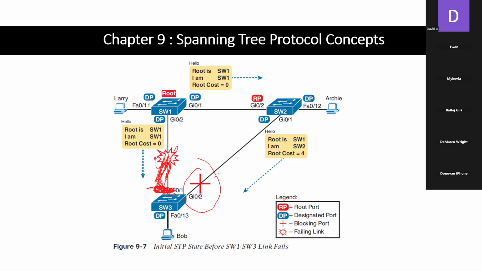Now that we're in a broken state in regards to switch 3, let me say it the right way. Now that switch 3 is in a broken state where it cannot reach its root bridge, it's going to go ahead and receive those hellos from switch 2, forwarded from switch 1. Switch 1 still has a lower bridge ID than switch 3. Then, boom, switch 3 is going to say, hey, gigabit 0/2, you are my root port.